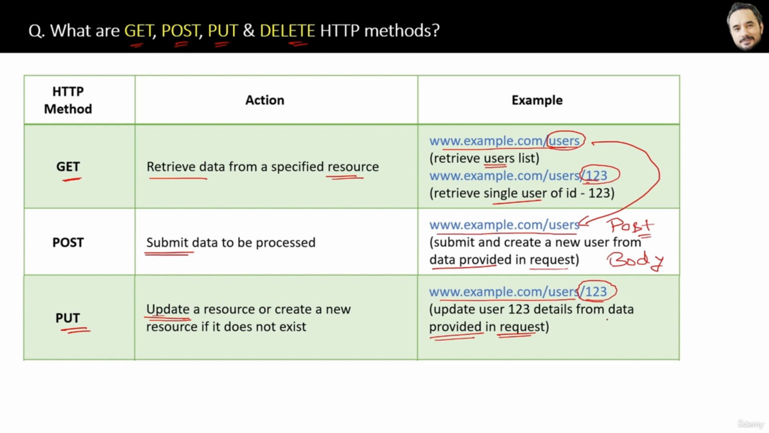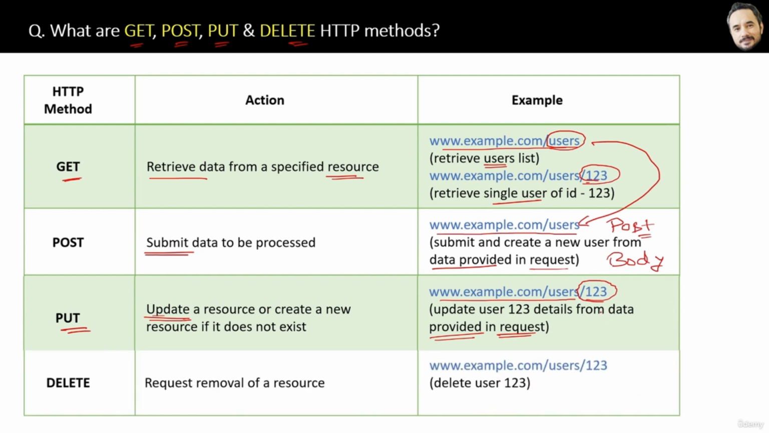Finally, we have the DELETE method, and as its name suggests, it will remove a resource, the user. For example, if this is the user ID 123, then this will be deleted from the user resources or from the database. And here your request body is optional. Great. This is the idea of the top 4 HTTP methods.